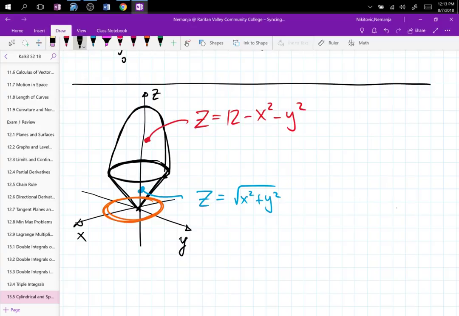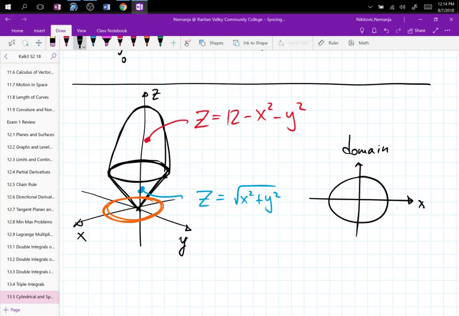So the domain over here is going to be a circle, still unknown radius, but it's a circle. So at least I know that my theta limits are 0 to 2 pi. Now I need to figure out what is the equation of that circle.